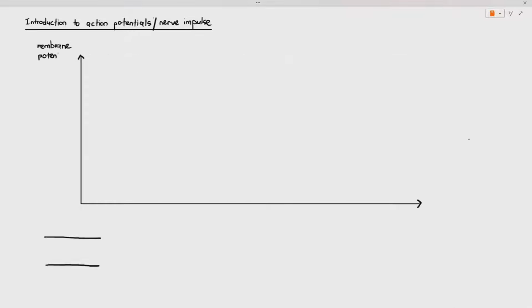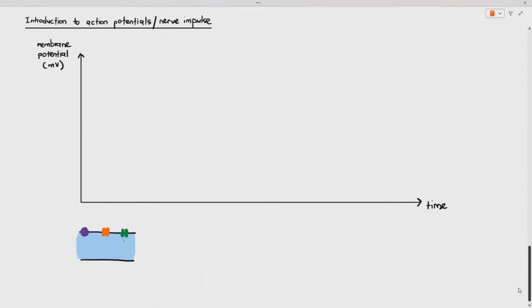The y-axis of the graph is the membrane potential and the x-axis is time. As you can see here, the purple dot at the left is the sodium potassium pump, the orange one in the middle is the voltage gated sodium ion channel, and the green one on the right is the voltage gated potassium ion channel. At first, can this axon send an impulse? No, this axon cannot send an impulse, or it cannot generate the action potential.